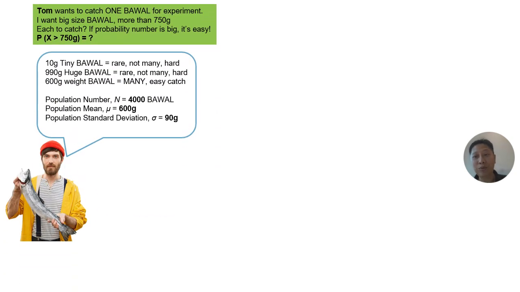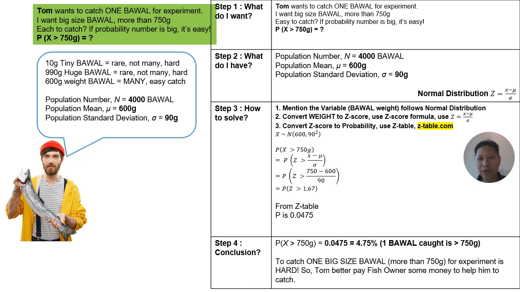So now we want to help Tom to find what the probability number is. We're going to use these 4 big steps to help us. Step number 1, what do Tom and I want? We want to catch one big bawa fish for our experiment. We hope that the probability to catch this one big bawa fish is big, because when the probability is big, then it's easy.